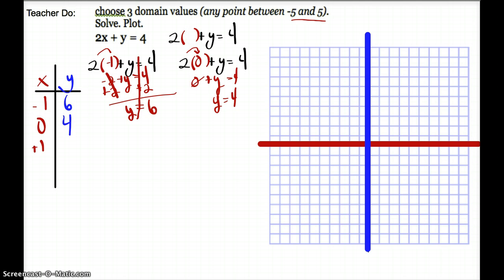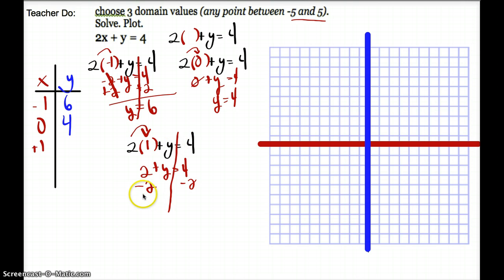We'll do it one more time with that last value down there. Plug in that 1, or substitute that 1. 2 times 1 is 2, plus y equals 4. I'll minus 2 on this side, I'll minus 2 on this side. Again, there's my equation. These cancel out. Y equals 2.